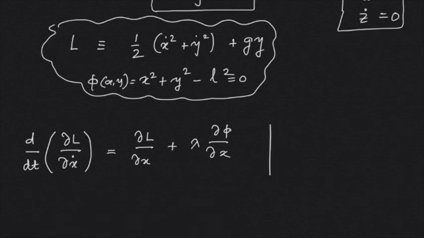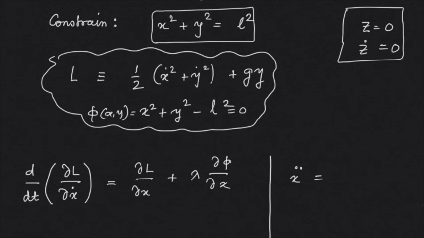So what is this equation going to be? The time derivative of ∂L/∂ẋ is what? d/dt of ∂L/∂ẋ is ẍ, and that equals ∂L/∂x. There is no x dependence, so ∂L/∂x is not there, plus λ ∂φ/∂x. Well, that is there, so ∂φ/∂x is 2x, right? So this is 2λx. Remember, λ is a function of x and y.